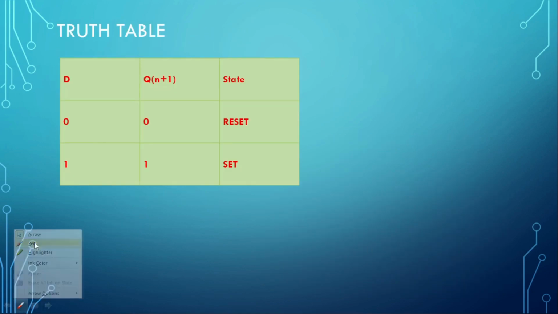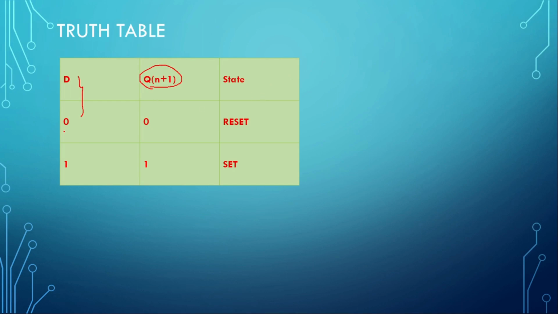Truth table of D flip-flop. In D flip-flop, we will have only one input, that is 0 and 1, and output is mentioned with Qn plus 1 or Q dash, and this is the state. If you give D as 0, the output will be 0. If you give D as 1, the output will be 1. And if you get an output as 0, the state is known as reset state. And if you get 1 as Qn plus 1, the state is known as set state.